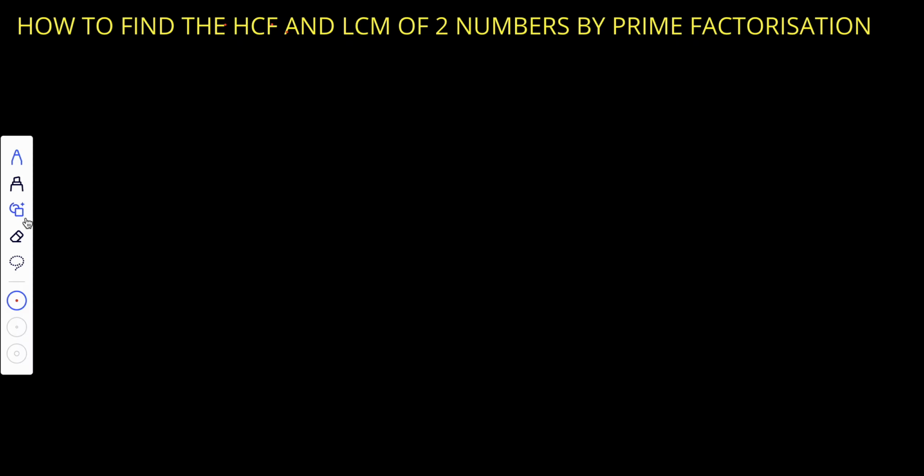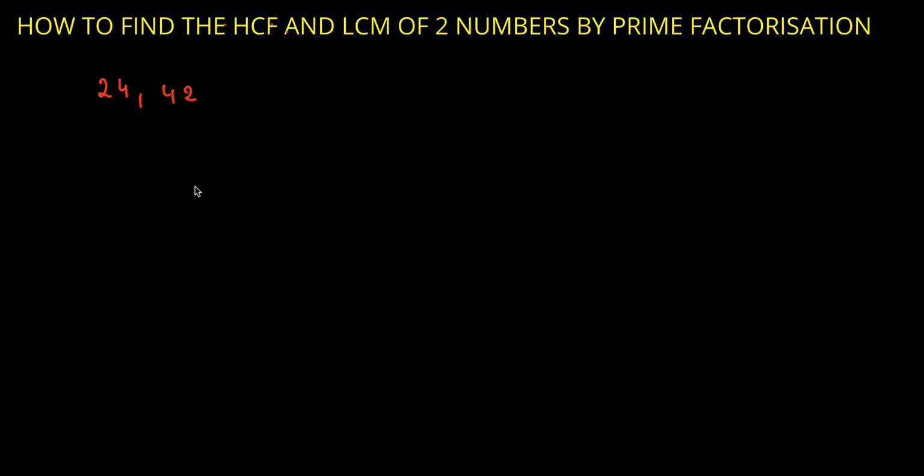Now we'll take the numbers today 24 and 42. First, we need to prime factorize these numbers. So we take the number 24. We divide it with only prime numbers.